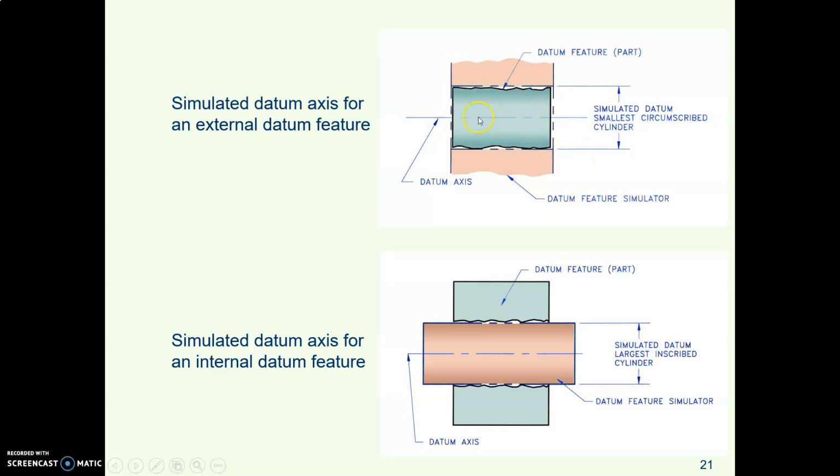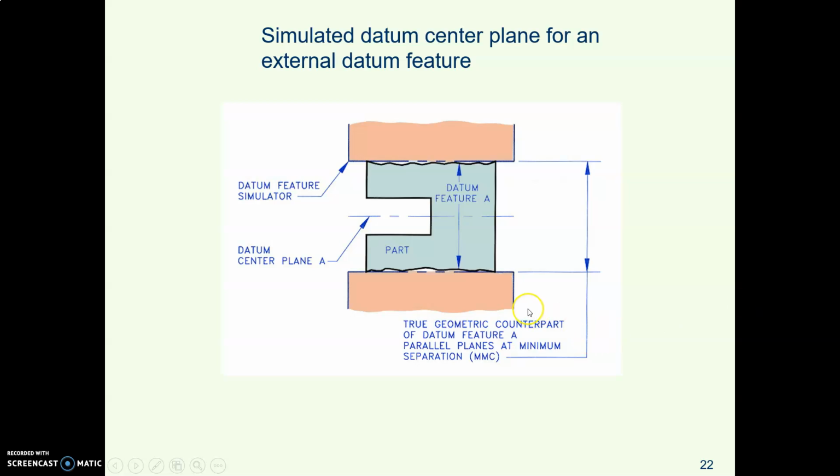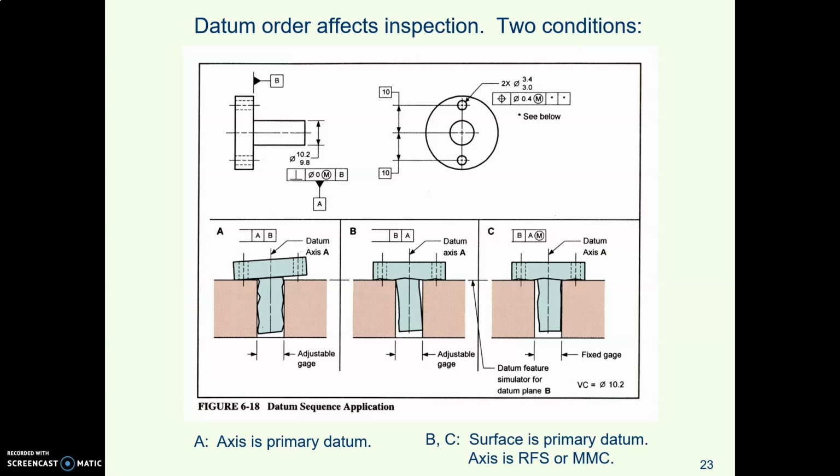You can simulate an axis if you're inspecting a pin with a very precise gauge with a hole in it. You can simulate an axis if you're checking a hole by using a precise gauge pin, and it becomes the axis. If you're checking a flat feature, you can use two flat gauge tools that are very precise, a certain distance apart, and they simulate the center plane feature.